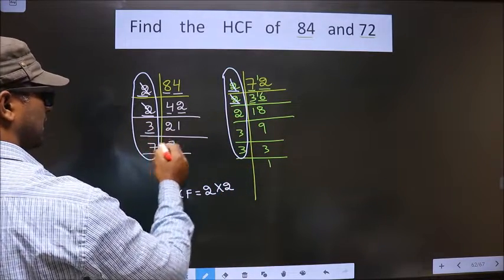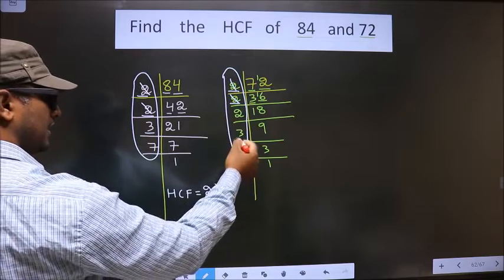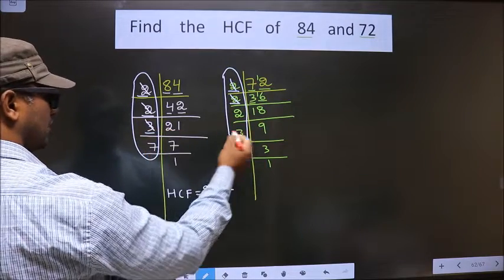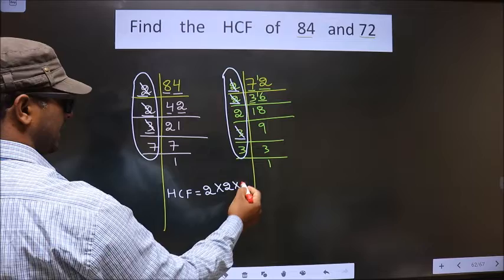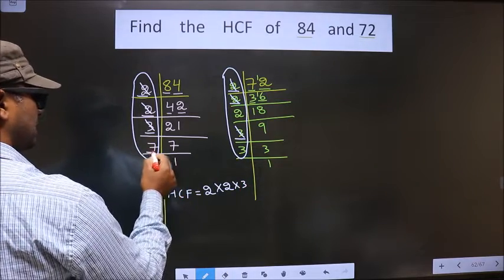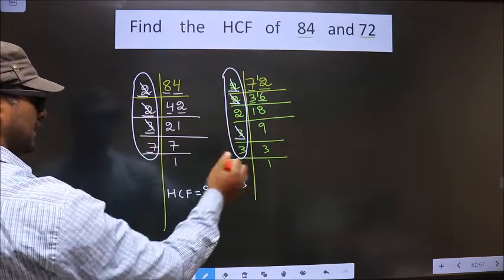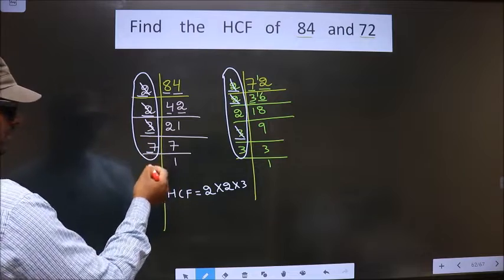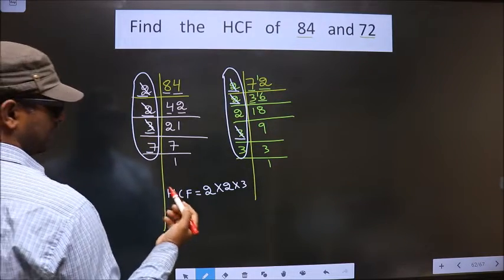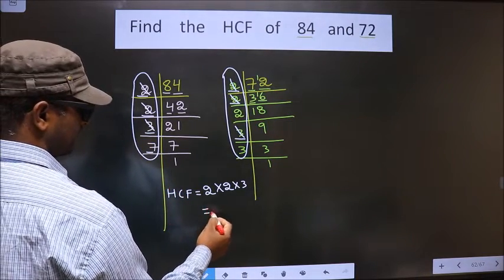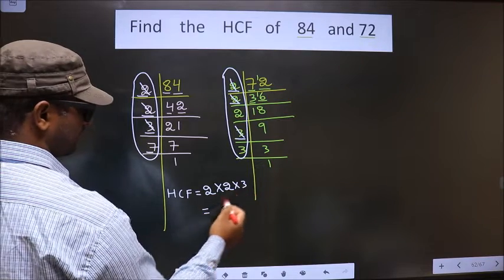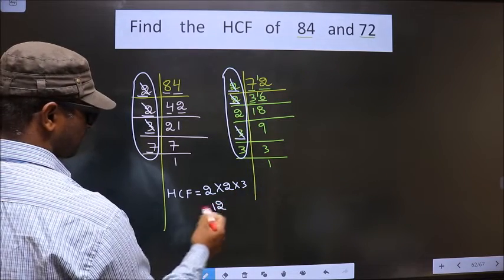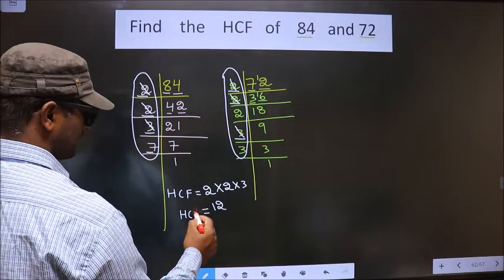Next number is 3. Do we have 3 here? Yes. So you cut 3 and write here. Next number is 7. Do we have 7 here? No. No more numbers are left. So our HCF is 2 into 2 is 4, 4 into 3 is 12. So 12 is our HCF.